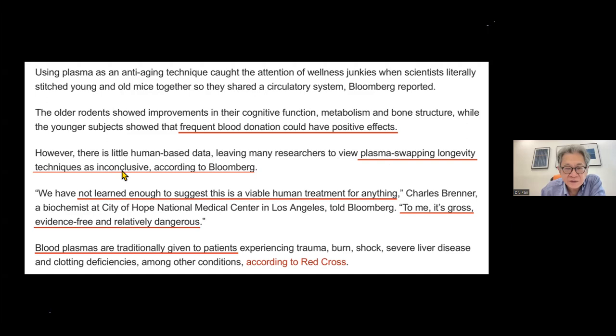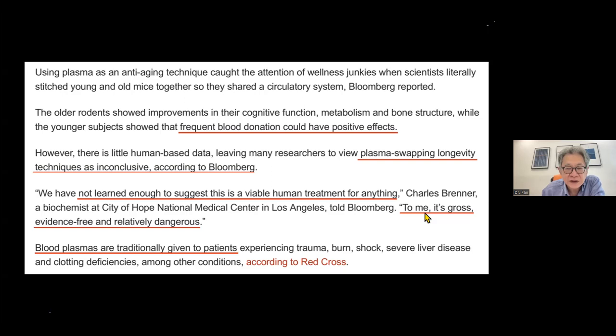It's only saying it's not conclusive, okay? And the next thing is, a viable human treatment is not enough. It doesn't mean nothing, okay? Not enough. The last thing is, to him, Charles Brenner, a biochemist at the City of Hope, said he himself is gross evidence free and relatively dangerous.